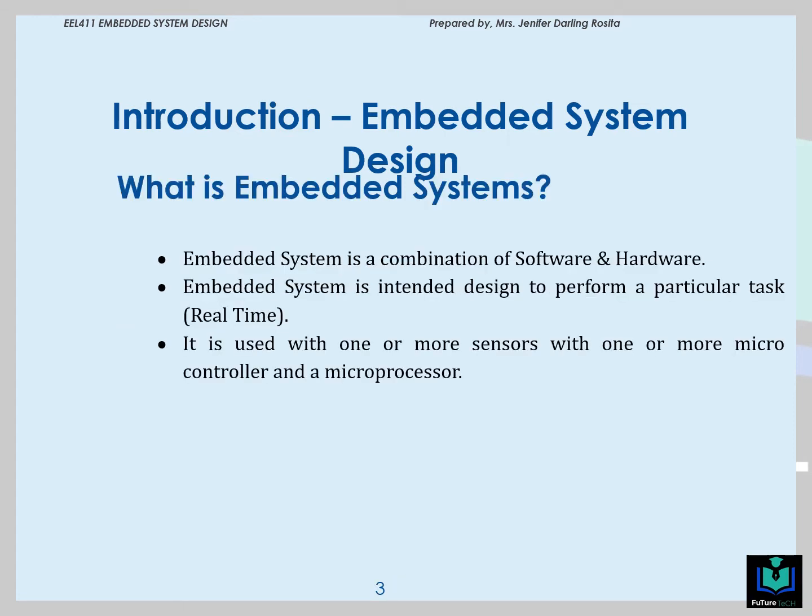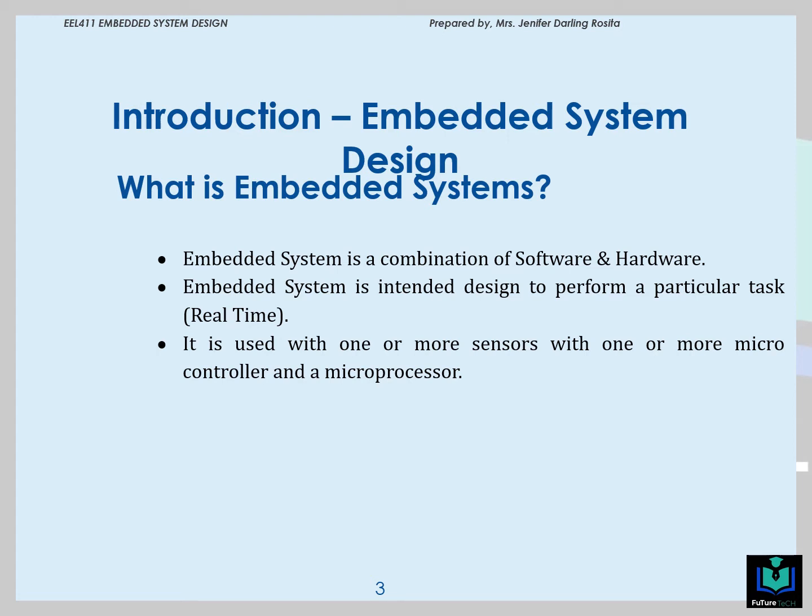So now straight away let's go to the topic: what is an embedded system? What do you mean by embedded system? An embedded system is a combination of software as well as hardware. The example of hardware is a microprocessor. The example of software can be embedded C language. So when hardware and software are put together, it forms an embedded system. Or you can say the embedded system is intended by design to perform a particular task.